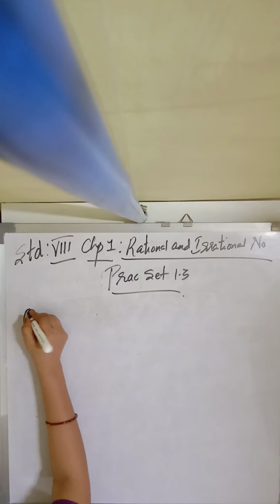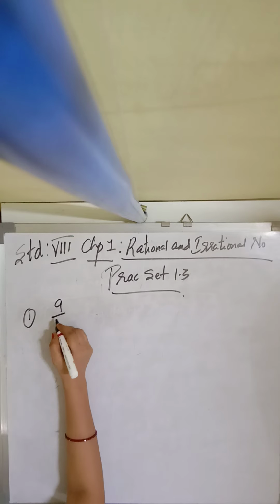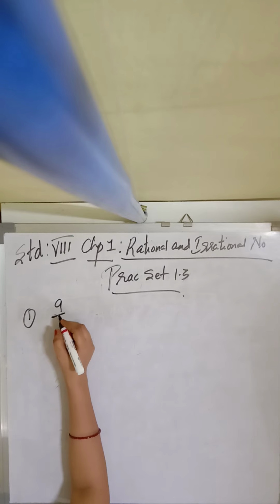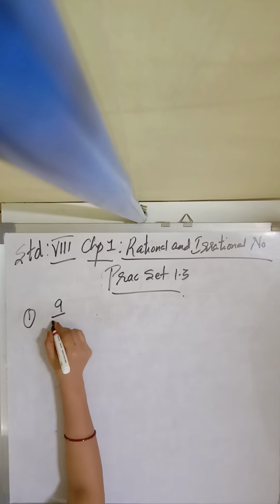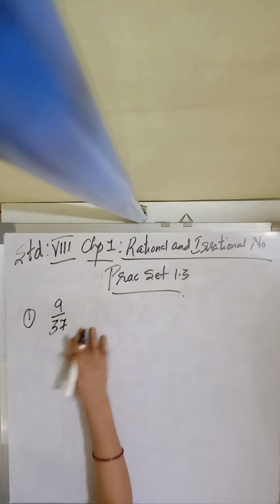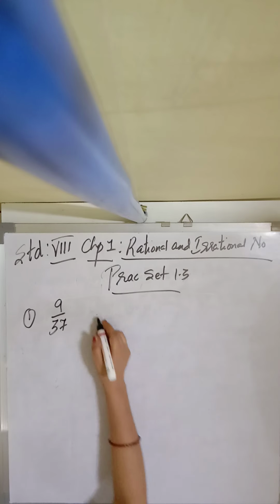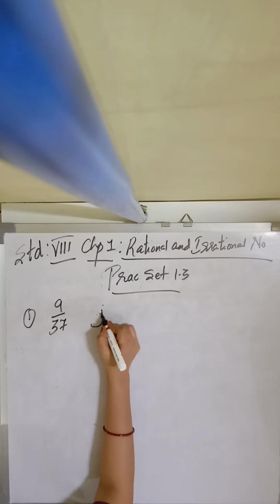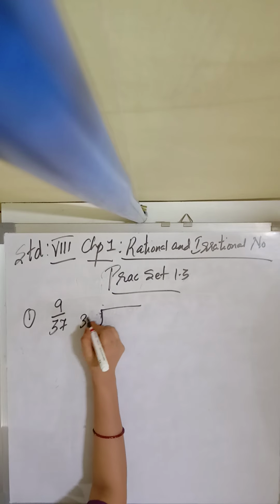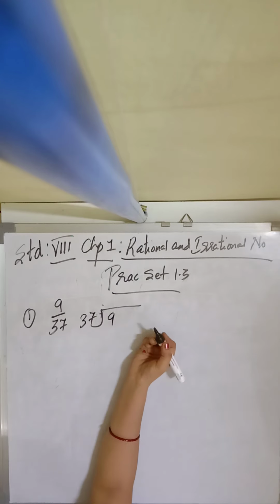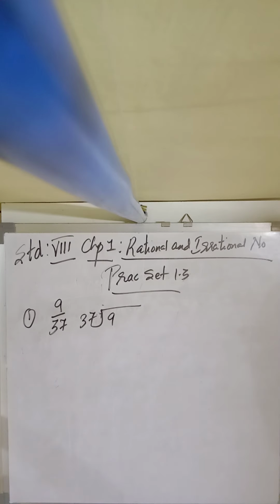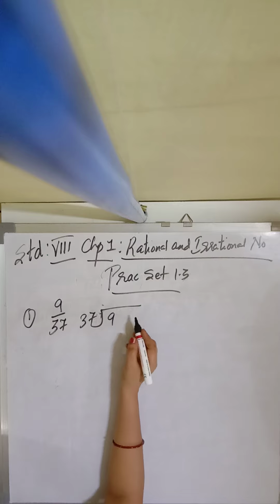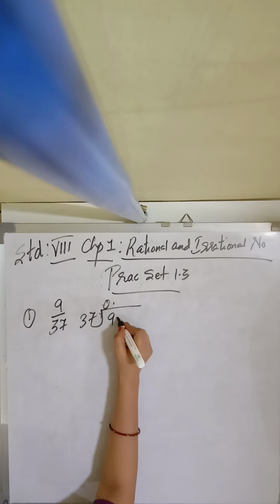In this, the first one is 9 by 37. Okay children, what is the rational number? 9 by 37. Now let us divide this. So this is 37, and here is your 9. Clear? So your divisor is 37, dividend is 9. Now 37 into 9 is not possible, so you are going to write 0 point here, 0.